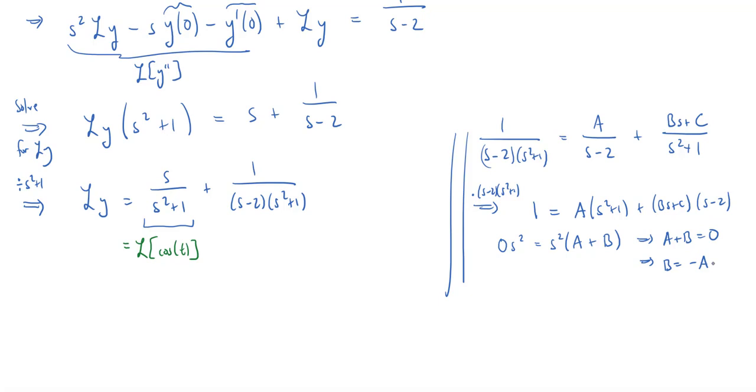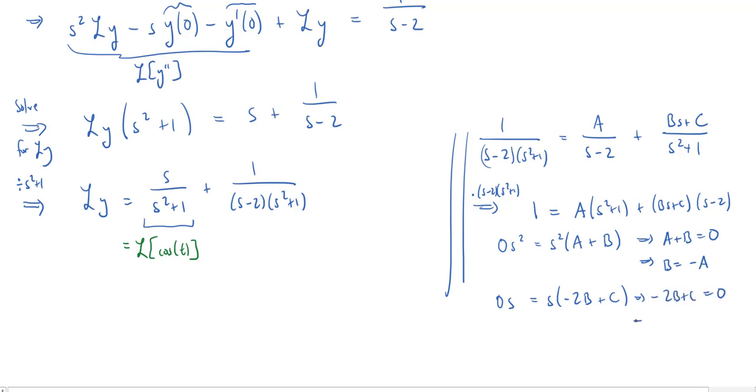Well, if we look at just the s terms, I have no s's on the left. The a part doesn't give me any s's. Then I have bs times -2, so it'll be -2 bs's. But then I also get c times s, so plus c. And so we conclude that -2b plus c is 0, or if you like, c is equal to twice b. And we already know that b was the negative of a, so this is -2 times a.